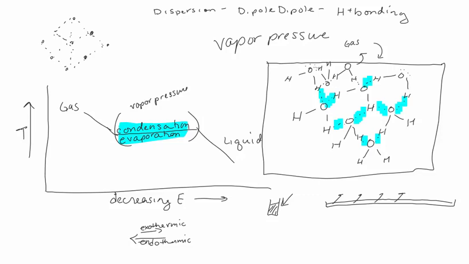Vapor pressure is independent of the surface area. And that is because with an increase in the surface area at equilibrium, we're still going to have an equilibrium. So it equally affects the rate of evaporation and condensation.